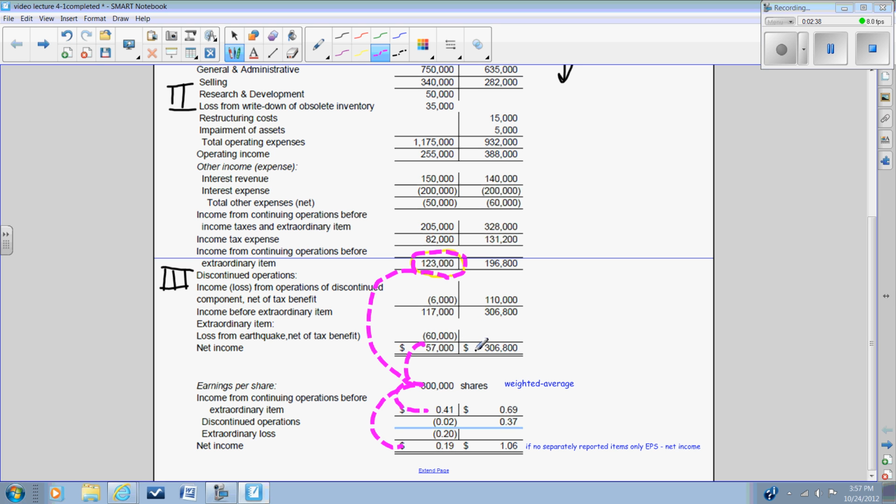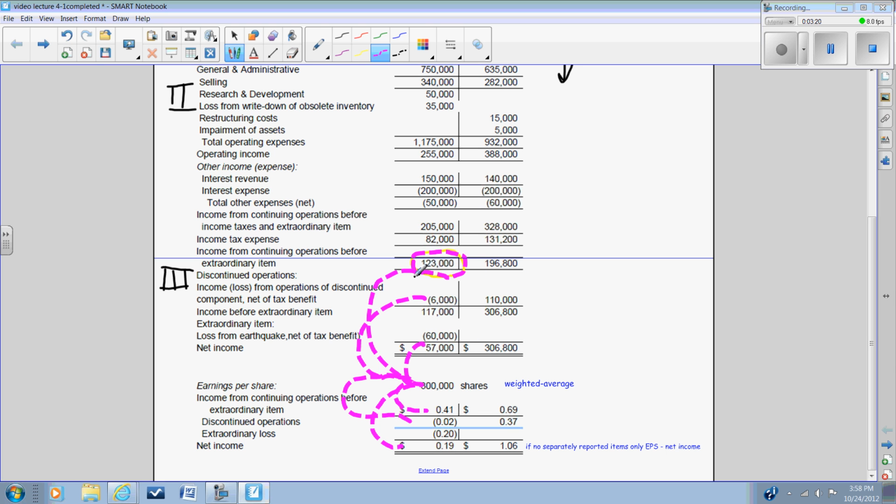We're also going to present on a per share basis the amount of the gain or loss, net of tax, from the discontinued operations. Again, we'll take that, divide it by the number of shares, and present it here so the users can see the effect of discontinuing the operation. There was a loss of 2 cents per share. Well, that should be something encouraging for our users, because this operation that was operating at a loss will no longer be part of the ongoing operations.